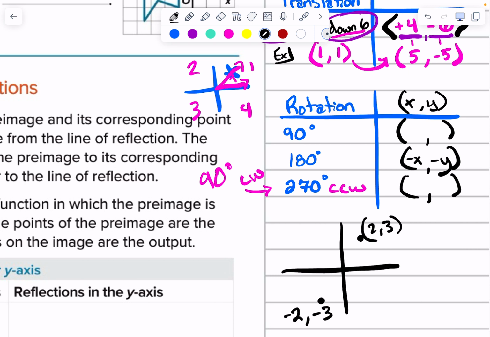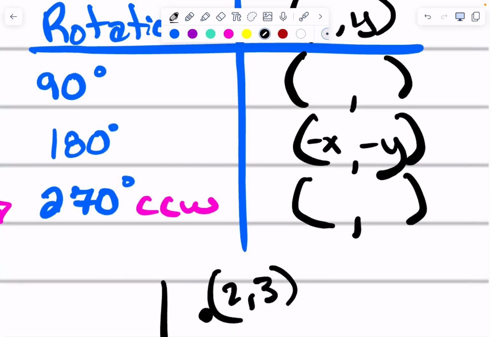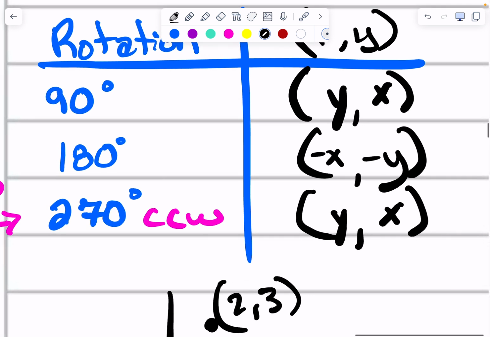So 180 is like 2 reflections, right? Across the x, across the y, or across the y, across the x, whichever one you go first. Does that make sense? Okay, now here's the rule for 90 and 270. With 90 and 270, the coordinates flip places. So they go y and then x and then y and then x, except one of them becomes negative. You ready? Here's how you remember. Y, x, y, x. 90 comes before 270. So this guy, I'm going to make him negative here in the first spot. 270 becomes negative in the second spot.